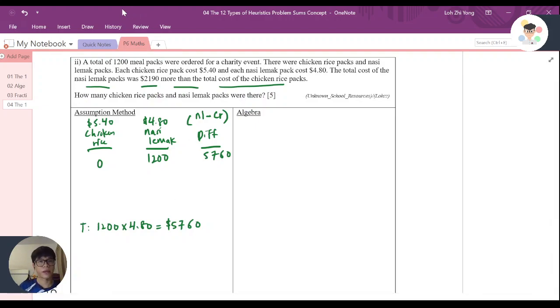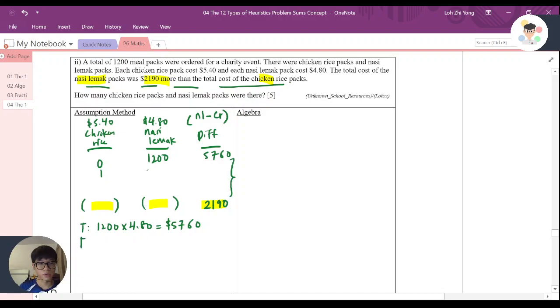However, if you look at the question carefully, when nasi lemak minus chicken rice is 2,190, we are expecting the difference here to be 2,190. The question is asking, when this is 2,190, what is the number of meal packs for chicken rice and nasi lemak? Of course we can't just try and error, going down one by one. So what we can do is find the difference here.